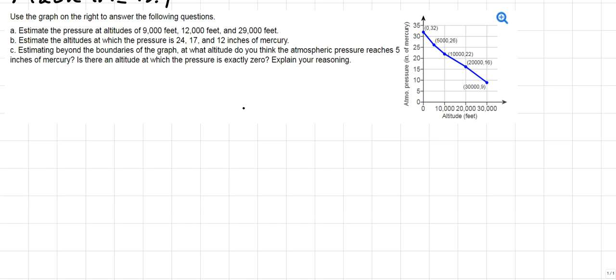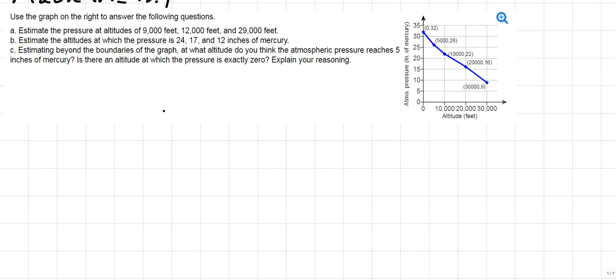Use the graph on the right to answer the following questions. Estimate the pressure at altitudes of 9,000 feet, 12,000 feet, and 29,000 feet. Part B, estimate the altitudes at which the pressure is 24, 17, and 12 inches of mercury.